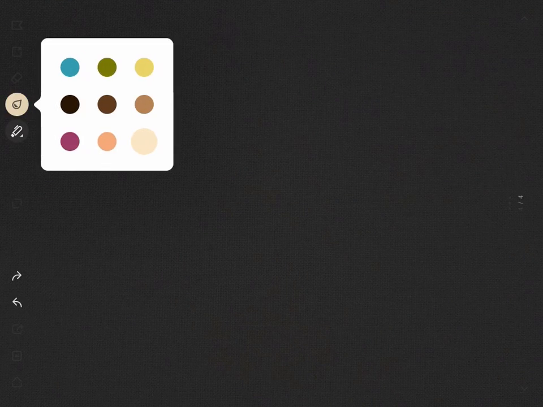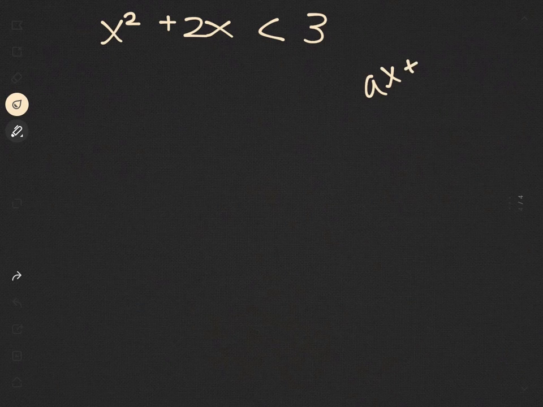So now that we got that easier example out of the way, let's try something a little bit harder. Let's do x squared plus 2x is less than 3. Now we got some quadratics involved. So what we're going to do is, I recognize that this looks kind of like a quadratic equation. Quick recap, I'm going to write over here what a quadratic equation looks like. It's ax squared plus bx plus c equals 0.